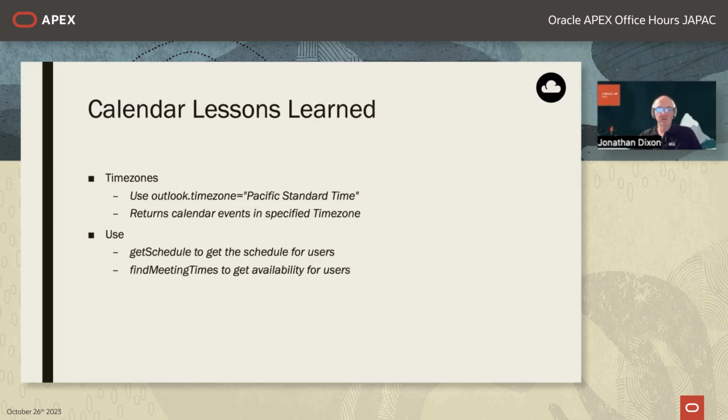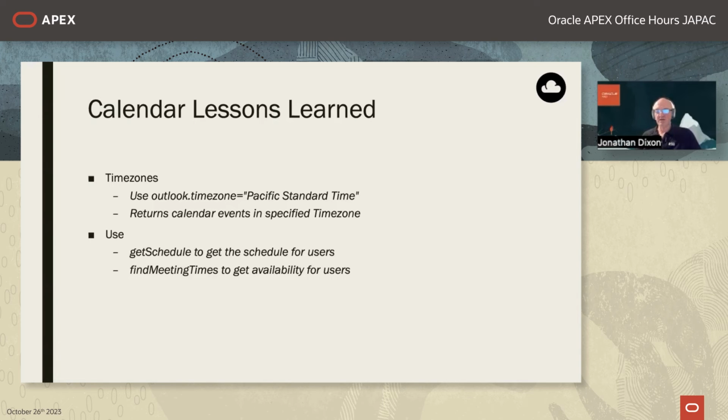For calendars, obviously time zone is important. So either specify your user's time zone when you're calling the API, or use UTC and deal with it on the Apex side. There's also some useful APIs. Essentially, if you think of the Outlook client that we all use, if you can do it in the Outlook client, it's a pretty good chance there's a REST service that will do that too.